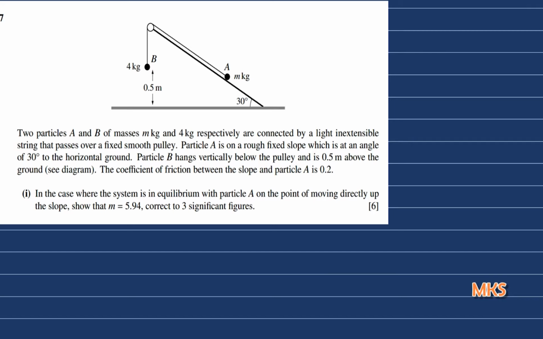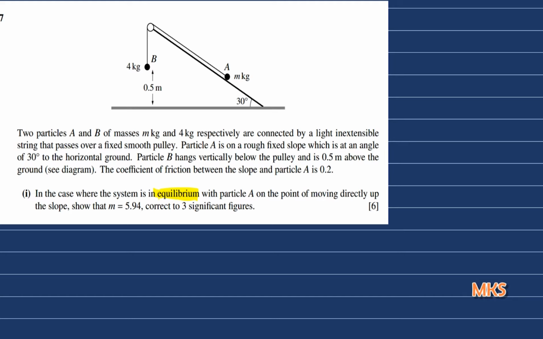In the case where the system is in equilibrium, with particle A on the point of moving directly up the slope, limiting friction will be there. Show that m is 5.94, correct to 3 significant figures.